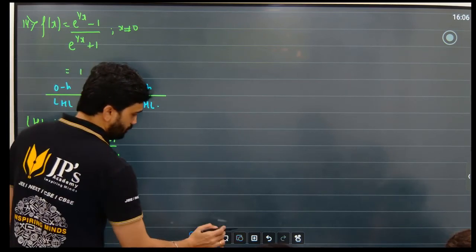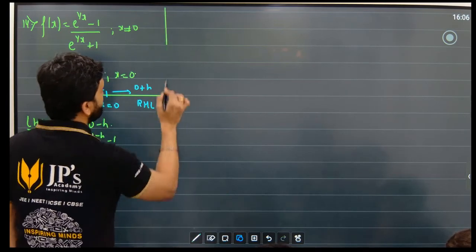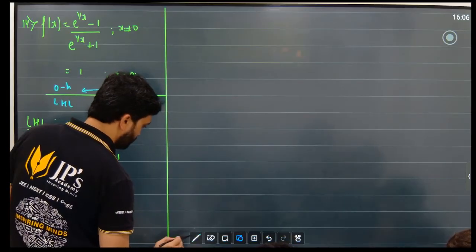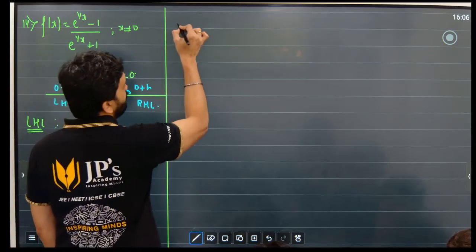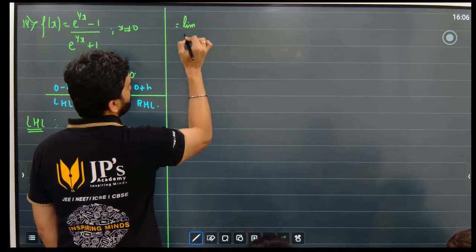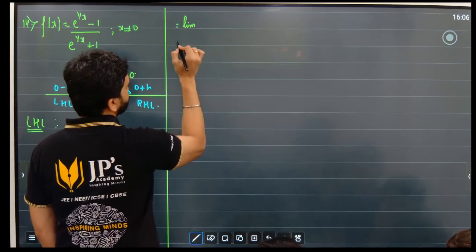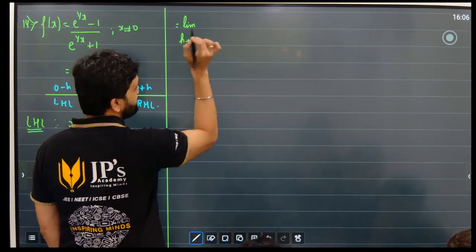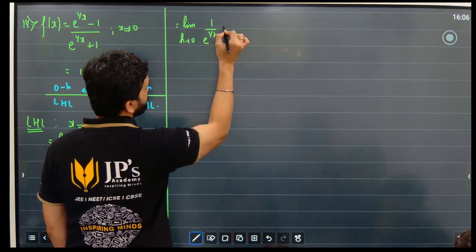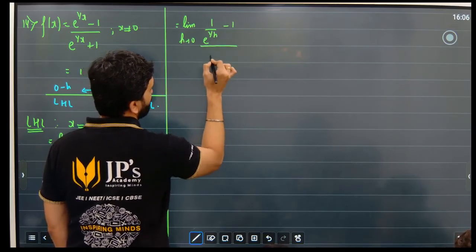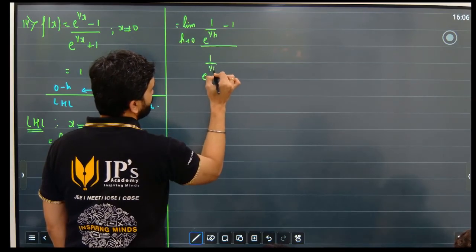E raised to minus 1 by h minus 1, e raised to minus 1 by h plus 1. I go into further simplification. Since my power is negative, I have the luxury of writing it as e raised to 1 by h minus 1 upon 1 upon e raised to 1 by h plus 1.